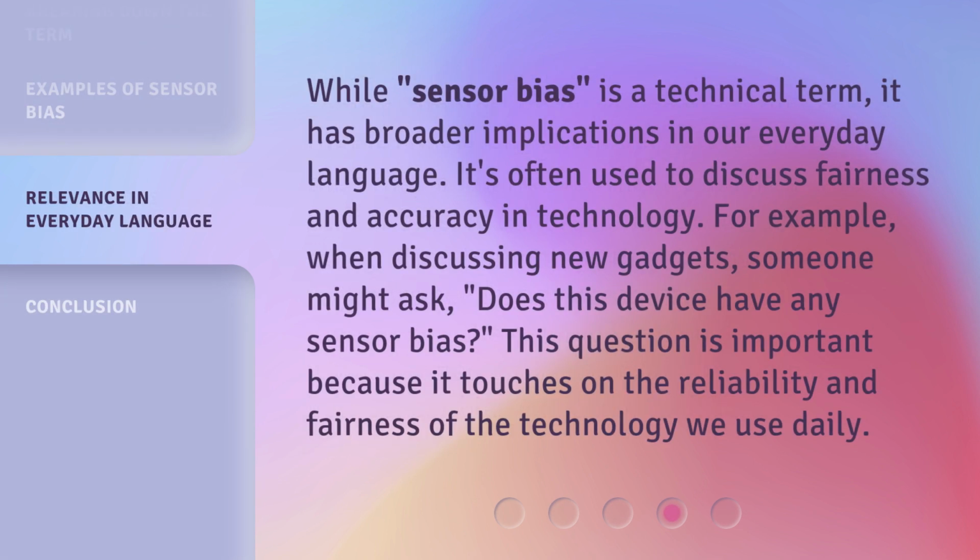While sensor bias is a technical term, it has broader implications in our everyday language. It's often used to discuss fairness and accuracy in technology. For example, when discussing new gadgets, someone might ask, "Does this device have any sensor bias?" This question is important because it touches on the reliability and fairness of the technology we use daily.